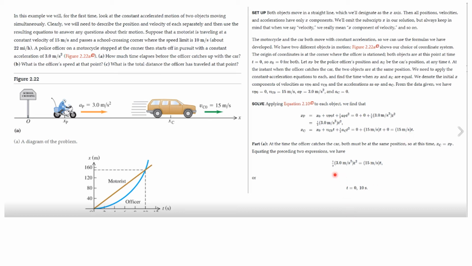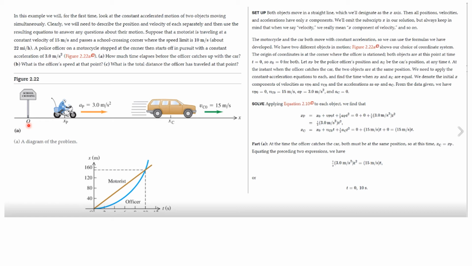So we have that 3/2 t squared, the location of the police motorcycle, is the same as 15 times t, the location of the car. Now we have to solve this using factoring, or the quadratic equation, and we get t equals 0 and t equals 10. There are two solutions. But you see, the first one corresponds to when the car passes this station and the policeman is there. That's time t equals 0.